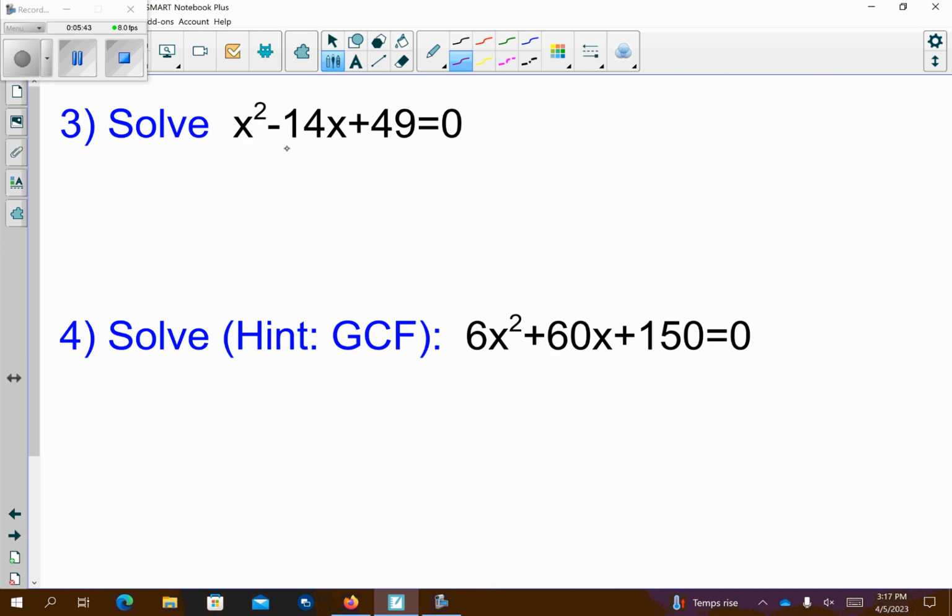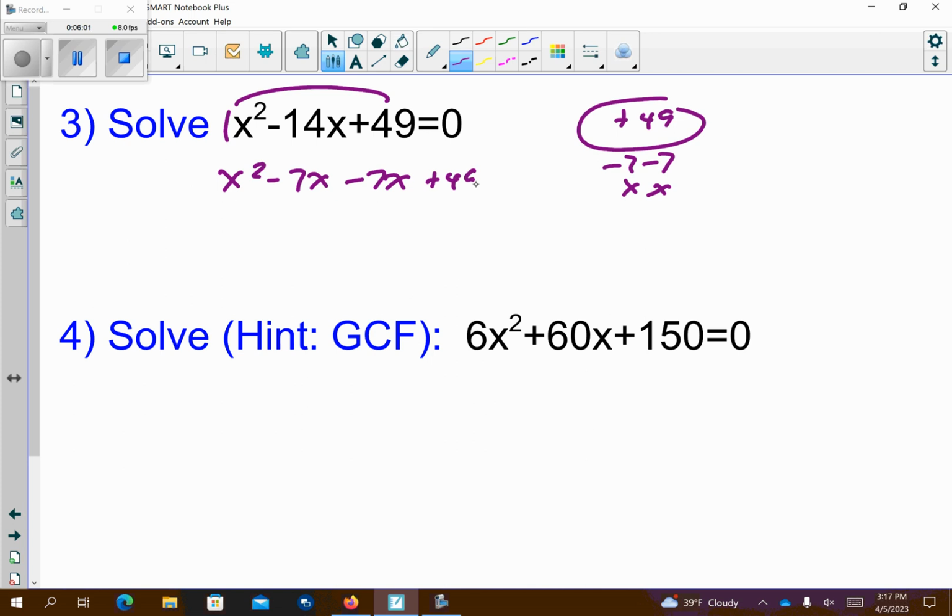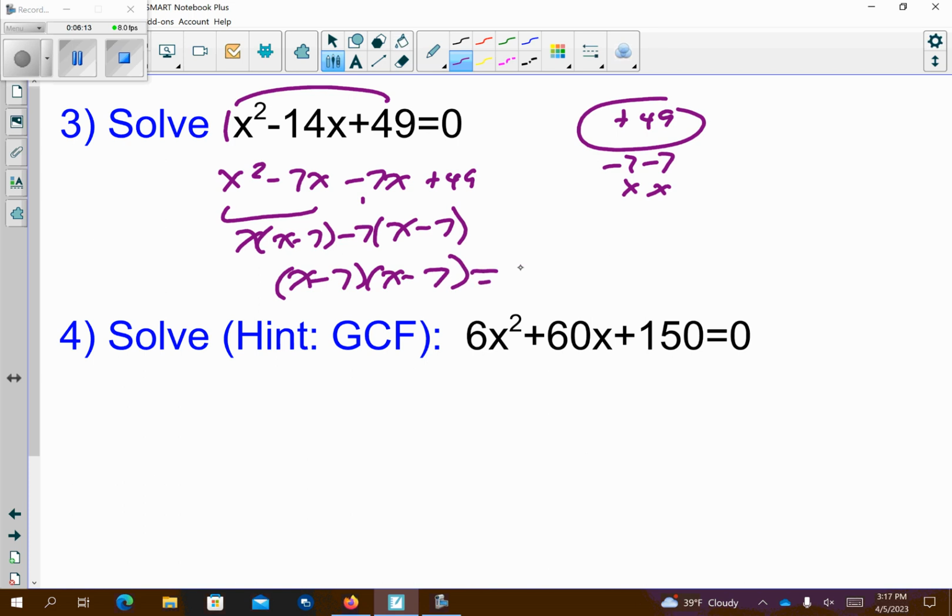Okay, problem number 3. So put a 1 out front. That's positive 49. What two numbers multiply to give you 49, add to give you 14? So they both have to be negative, so negative 7, negative 7. So you get x squared minus 7x plus 49. So this is going to give me x and x minus 7, and then factor the negative 7 out, x minus 7. So I get x minus 7 and x minus 7 equals 0. So your answer comes back to x equals 7. And again, this is one of those they call a double root.